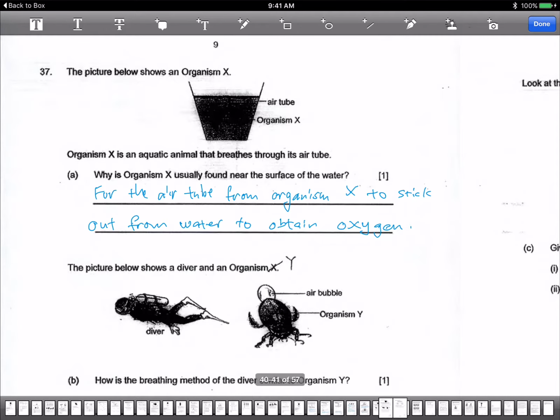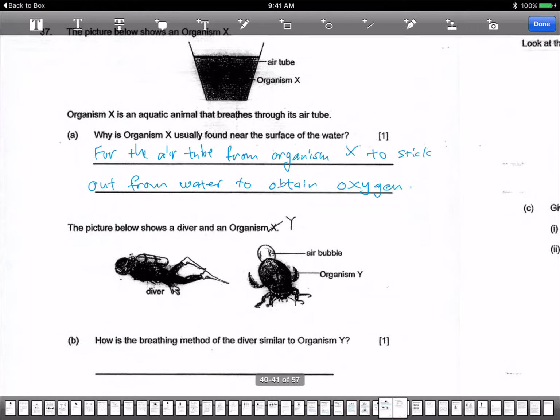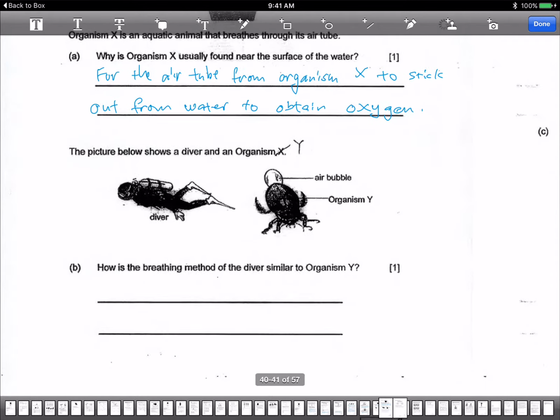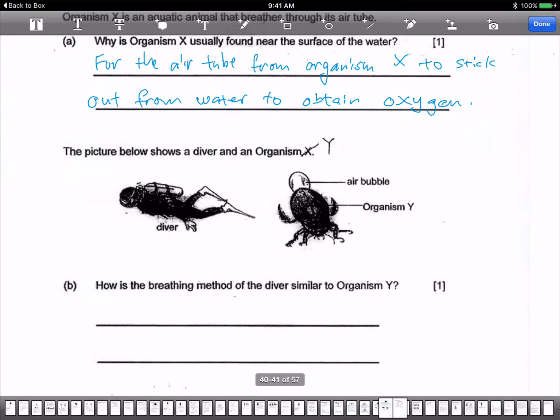So next one is Sean. How is the breathing method of organism X similar to Y? They both carry a mask. John, still waiting for the answer. Organism one is like that tube thing. Tube? No, there's no tube. Breathing container. No, it doesn't have a tail. Okay, never mind. Pooja, try.